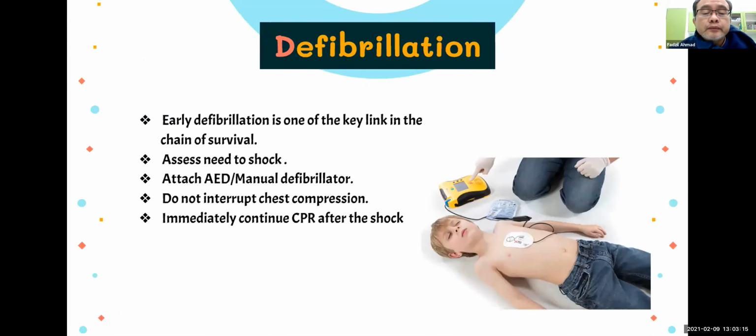Okay. For the defibrillation, early defibrillation is one key link in the chain of survival. So before the defibrillation, you need to assess the need of the child for a shock, and then attach the AED, automated external or manual defibrillator. But this attachment shouldn't interrupt the chest compression. After the shock, you immediately continue the CPR. For the infant and small child, the manual defibrillator is recommended as you can lower the dose.